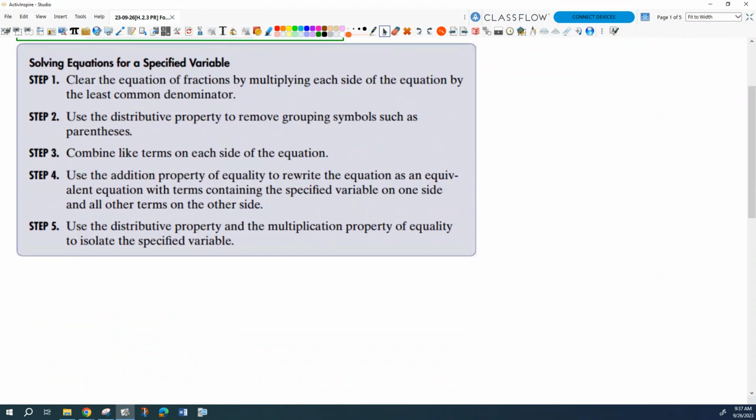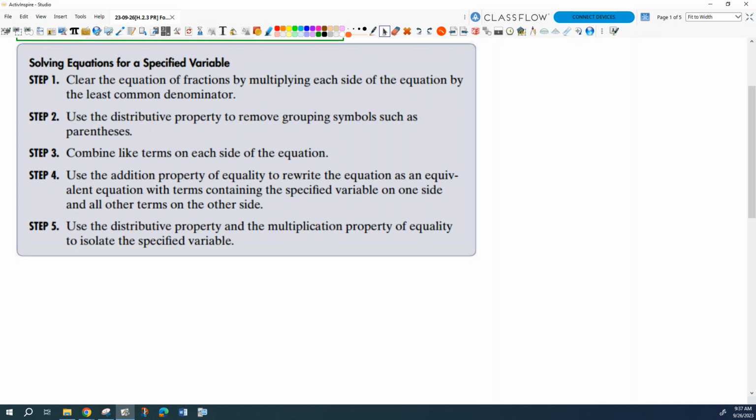If we're solving an equation for a specified variable, what are some things in general we want to do? This is right out of your textbook. We want to clear fractions when possible. We've already talked about that. That makes the algebra much easier if we clear fractions. We want to use the distributive property to remove grouping symbols, but this is just part of inverse operations.